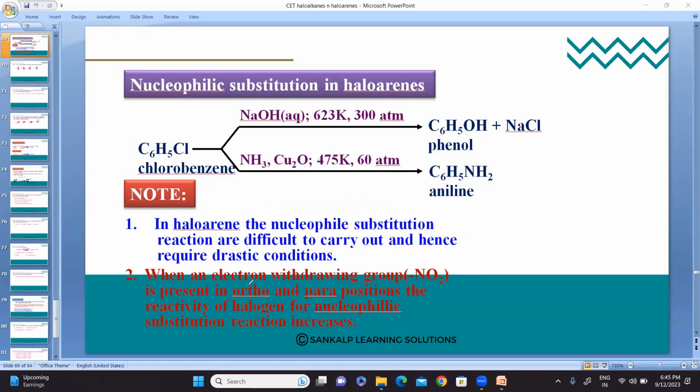Then when an electron withdrawing group is present in ortho and para position, then the reactivity of halogens for nucleophilic substitution reactions will be more. If there is a presence of electron withdrawing group at ortho and para position, then the reactivity towards nucleophilic substitution reaction will increase. So these are the conditions for nucleophilic substitution reactions in haloarenes.